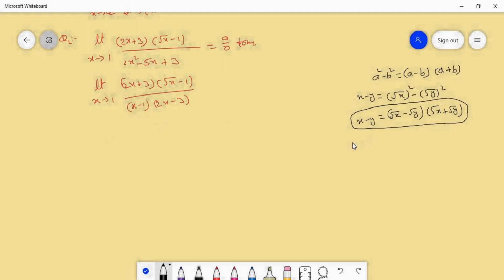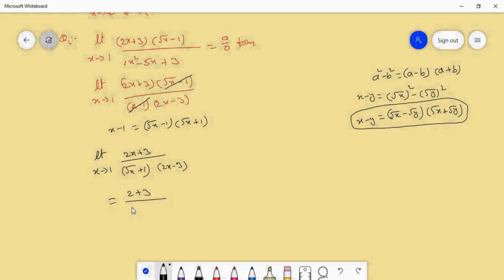Now, here what we have? x minus 1 is equal to root x minus 1 into root x plus 1. You can write like that. So then automatically this one and this one both are cancelling. In this case we have limit x tends to 1, (2x plus 3) by (root x plus 1) into (2x minus 3). Now, in the place of x apply 1, then what we get? 2 plus 3, by 1 plus 1, 2, into 2 minus 3. Then it is 5 in the numerator, in the denominator we have minus 2. So, the result is minus 5 by 2.